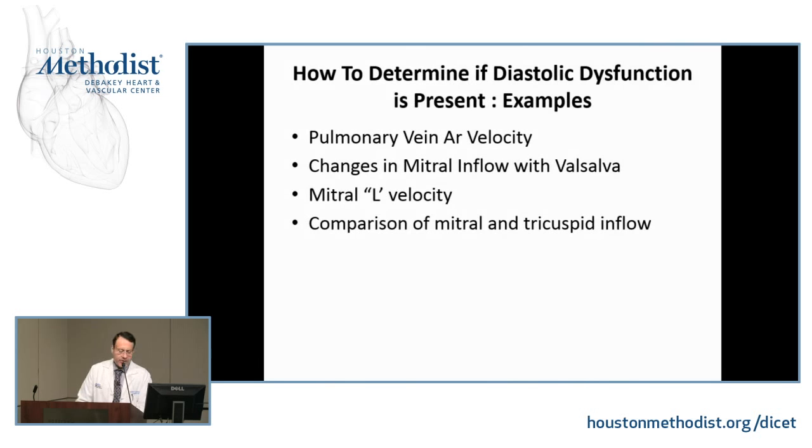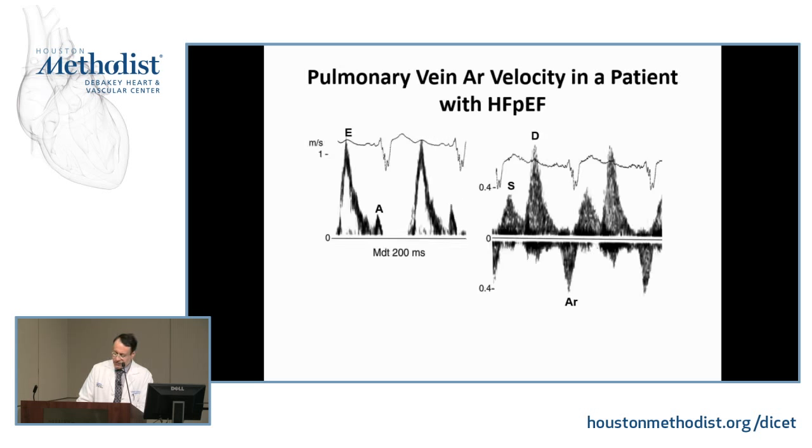We'll talk about pulmonary vein atrial velocity. We'll look at changes in mitral inflow. We'll talk about the mitral L velocity and comparison of mitral and tricuspid inflow. These are signals from a patient with HFpEF. Look at mitral E, look at mitral A. It's a restrictive filling pattern. The mitral A is very short duration, a small peak velocity, very rapid deceleration time.